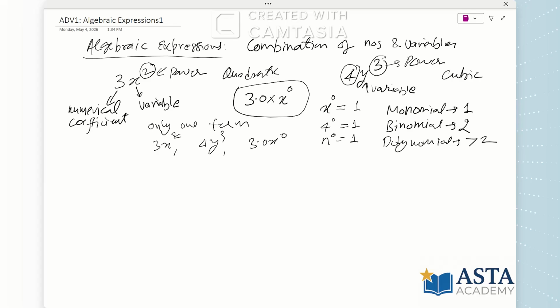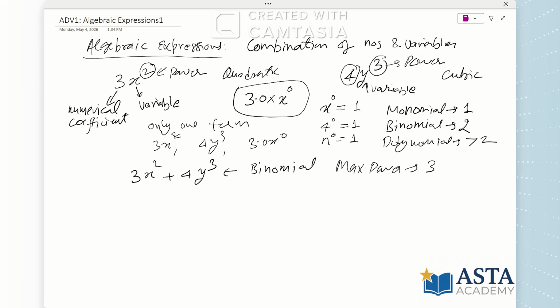Okay. So now if I say 3x square plus 4y cube, what is this? This is a binomial, but it involves two variables, x and y. What is the max power? Max power is actually 3. So whatever is the maximum power in an algebraic expression, that is called the power of the algebraic expression.